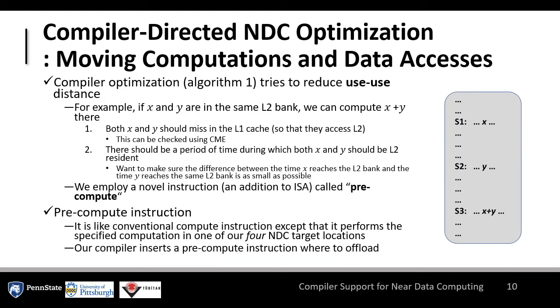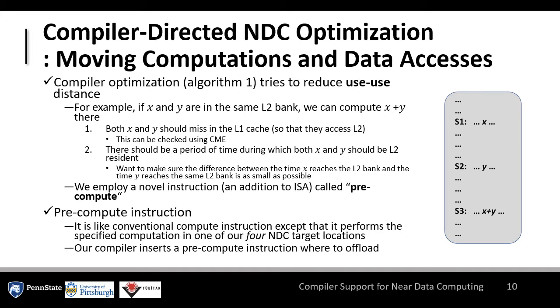Now let me explain what algorithm 1 is trying to do. Suppose that in this simple program we have 3 statements. We have other statements as well, but I'm just focusing on these 3. This one accesses X, this one accesses Y, and then there's a computation that we perform later, X plus Y. The goal here is that in X plus Y, I want to take advantage of near data computing. I want to compute X plus Y where the data is.